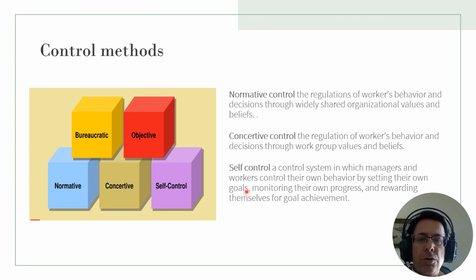Self-control: there is no need for manager supervision. The workers control themselves, so they are their own bosses. So we can say the managers and workers control their own behavior. They set their own goals, they monitor their own progress, and they reward themselves for goal achievement. So in other words, self-control means there is no direct supervision by the managers over their workers. They are the self-boss.